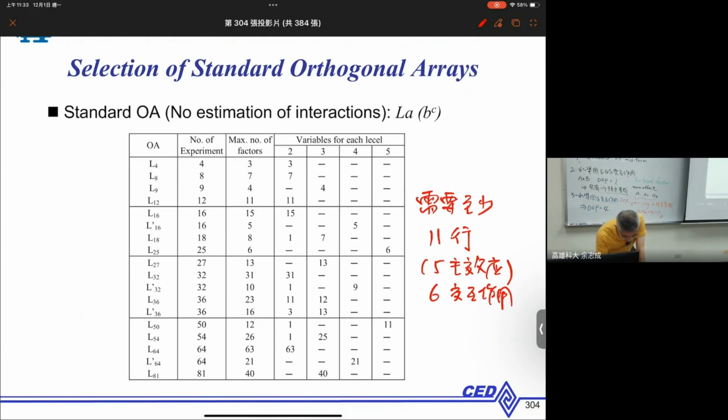Okay, so here you can see L27 is okay since it has 13 columns. Any questions?